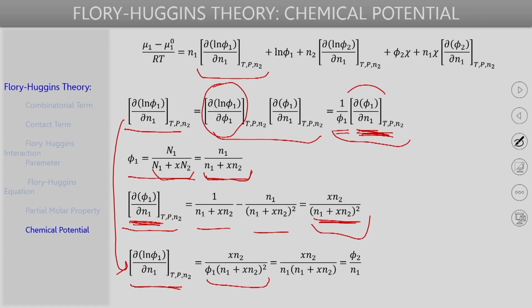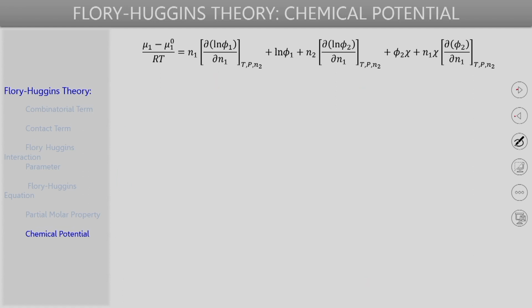Now we know that phi 1 itself is defined as n1 by n1 plus x n2. If we substitute that here, then upon simplification we just end up with this ratio, phi 2 by n1, which is the partial derivative of ln phi 1 with respect to n1. So we see that after mathematical manipulations and simplification we get a quite simple expression for this partial derivative.